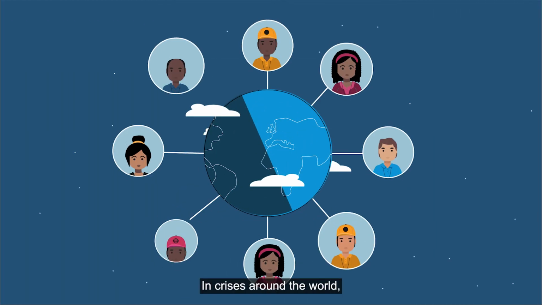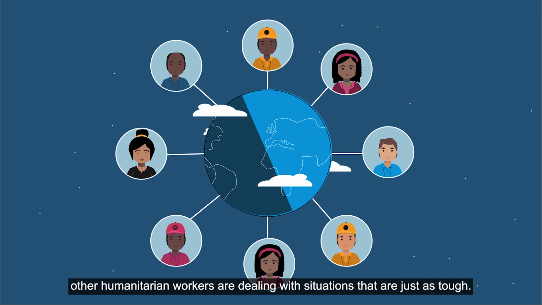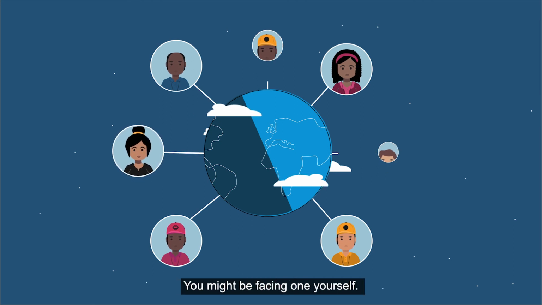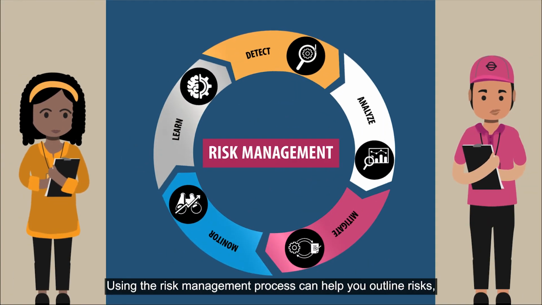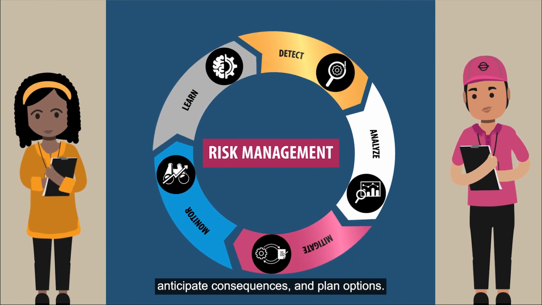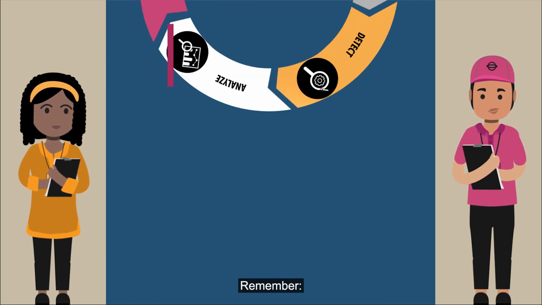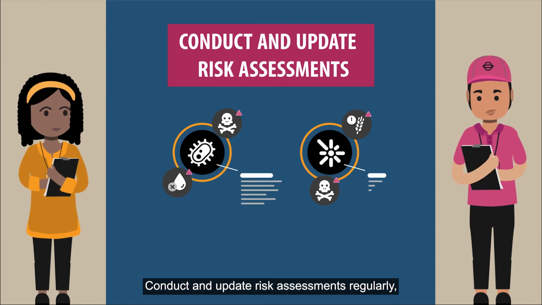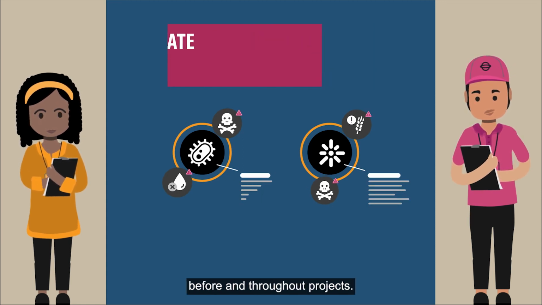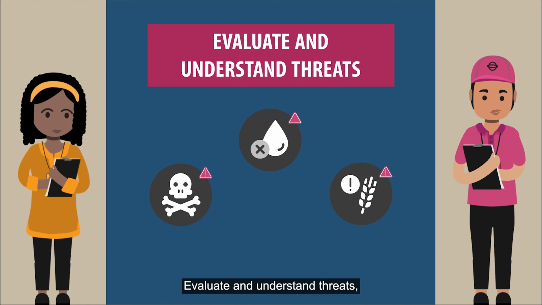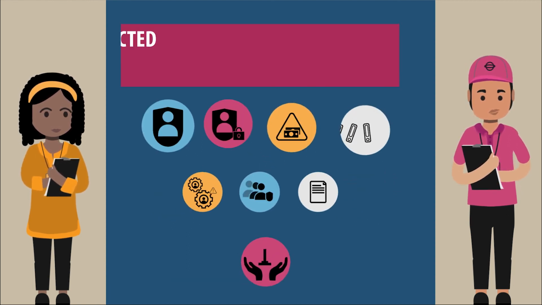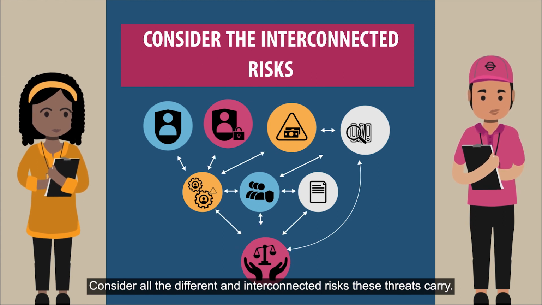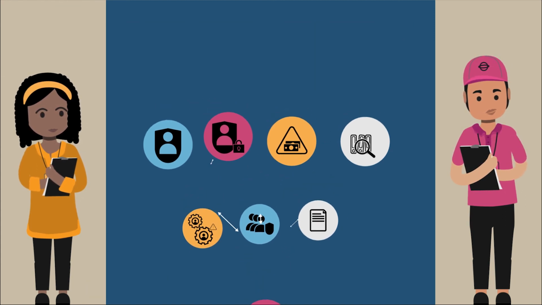In crises around the world, other humanitarian workers are dealing with situations that are just as tough. You might be facing one yourself. Using the risk management process can help you outline risks, anticipate consequences, and plan options. Remember, conduct and update risk assessments regularly before and throughout projects. Evaluate and understand threats, vulnerabilities, and potential impacts. Consider all the different and interconnected risks these threats carry.